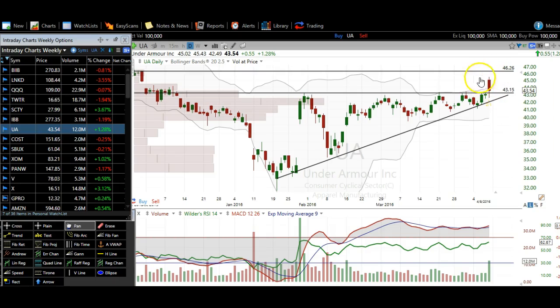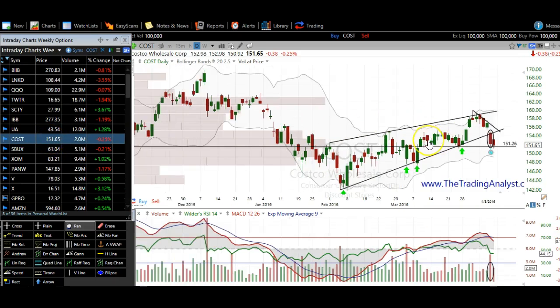But again, just something that you want to be aware of is this is not the friendliest candle. Opened up here, came down, closed red. But again, it did close above this resistance. So that's the most important thing. We've also got this uptrend line support here, a bunch of touches here, almost a touch there, a few touches there, a few touches here. So definitely a line that you want to be aware of for Under Armour.